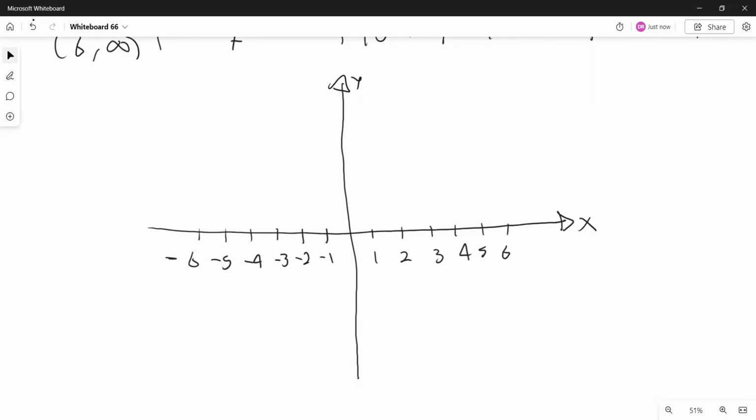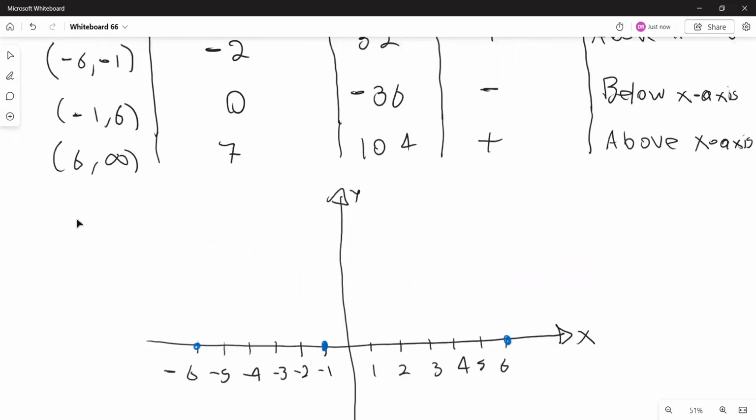And well, it's going to be hard to graph the y values, but we know what the intercepts are. We know that the intercepts are (-6, 0), (-1, 0), and (6, 0). We know that the y-intercept is (0, -36). Now the scale is not the best one, but we know the y-intercept, and we also know what happens above or below the axis.